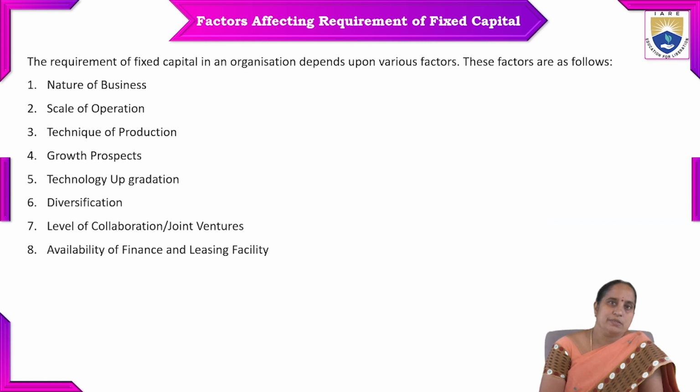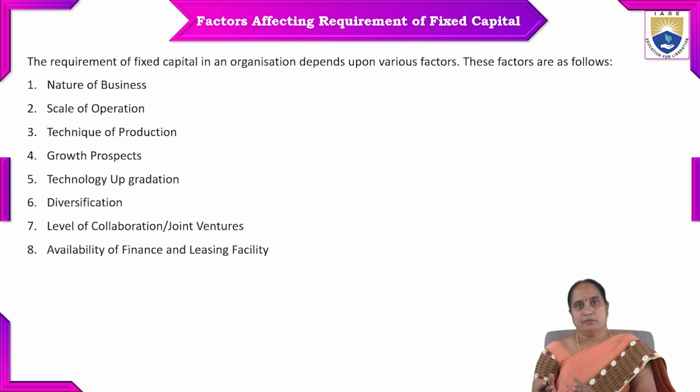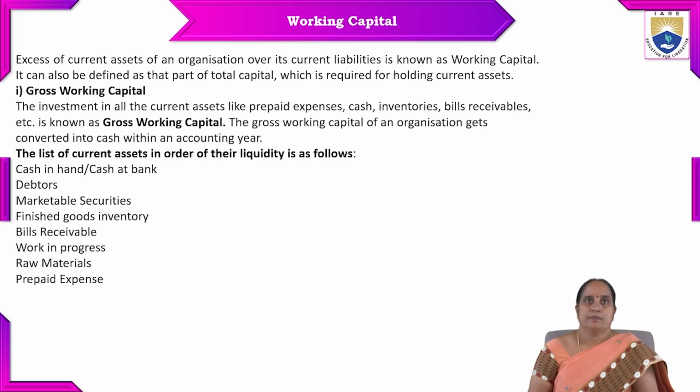The next factor is availability of finance and leasing facility. Once you have decided the investment option, next we have to find out whether we have sufficient funds, whether the company is financially viable to opt for the particular option or not. All that depends on how much equity capital the entrepreneur has and how much he has to get from outside in the form of debt.